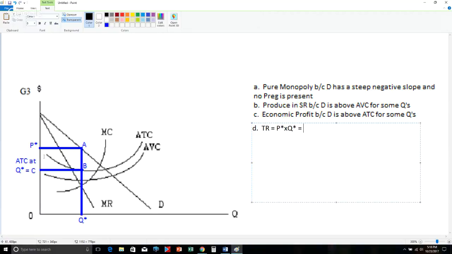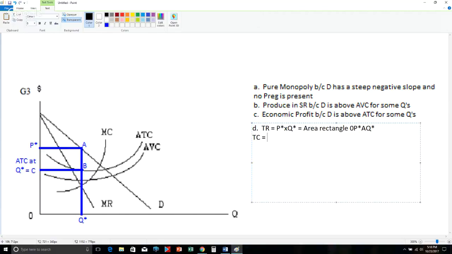Length of the segment from 0 to P star is price. Length of the segment from 0 to Q star is quantity. It forms a rectangle starting at the origin, going up to P star, over to A, and down to Q star. Everybody has to do this clockwise from the lower left-hand corner. That's the area of rectangle 0, P star, A, Q star. And remember, go clockwise, same direction the clock goes.